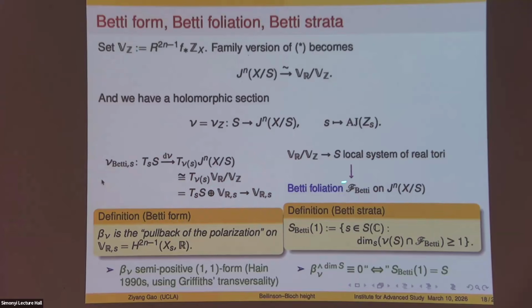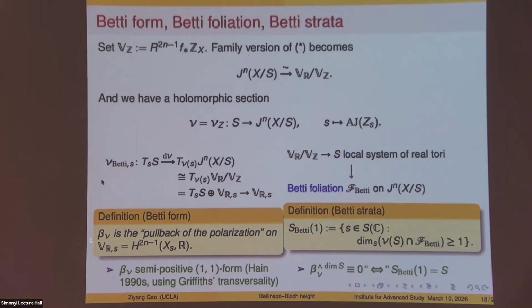On the other hand, we have a system of real tori, so this defines a foliation. Every leaf is the constant leaf for this real thing. And then we put it back here, then it's a foliation. The nice thing about this foliation is that every leaf is still holomorphic. And now we can finally define what is the so-called Betti form.